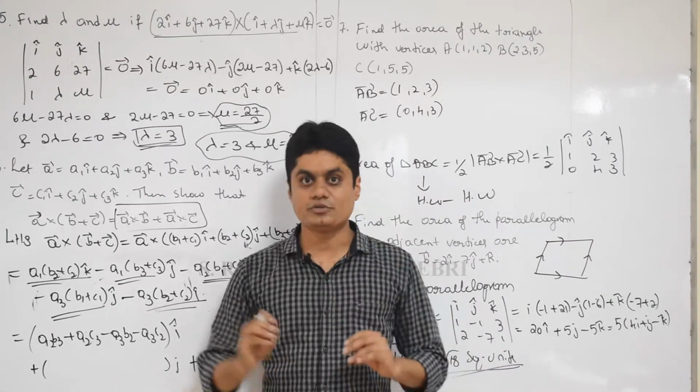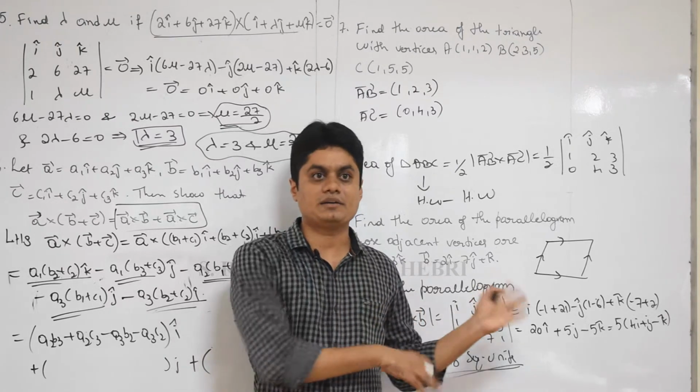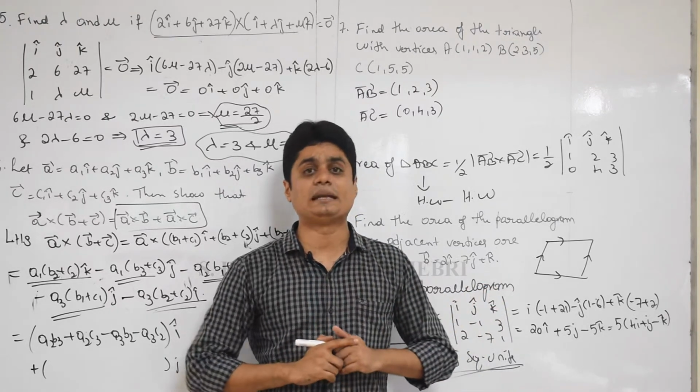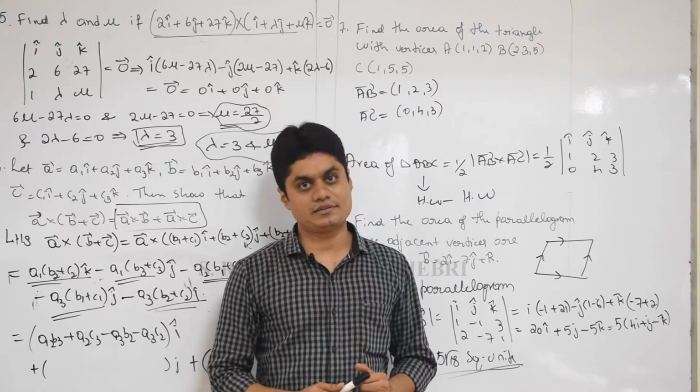Whatever we did today, I hope you understood, right? The remaining part of vectors, one part is left, that is scalar triple product, and a few problems from the miscellaneous exercise, I will take in the next class. Thank you.